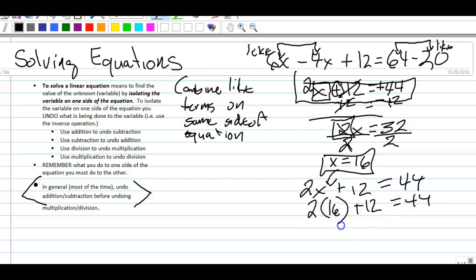So 2 times 16 is 32. So that's 32 plus 12 should be equal to 44. 32 and 12 is 44. Left side's equal to the right side. So I have solved that correctly.